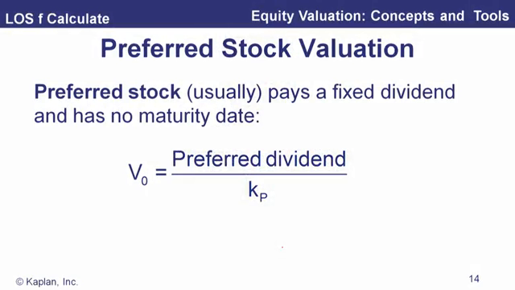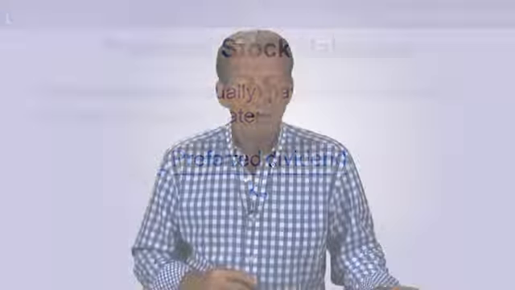Now, preferred stock valuation is real easy. Preferred stock usually pays a fixed dividend and has no maturity date. So it goes on forever. So we can just divide that preferred dividend by the required rate of return on that preferred stock. You may remember we saw this back in quant too, as the present value of a perpetuity.